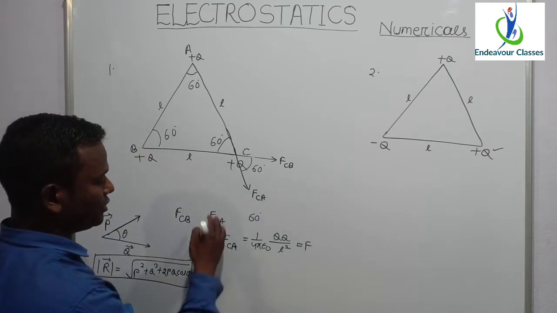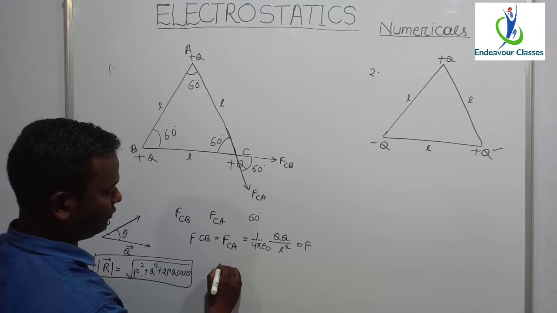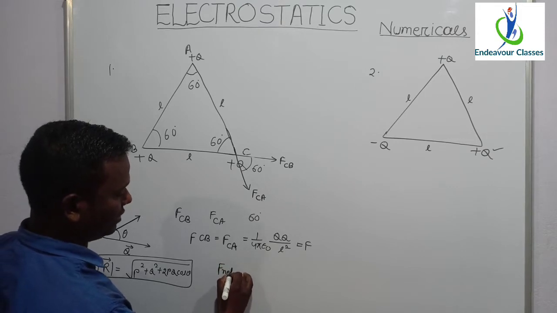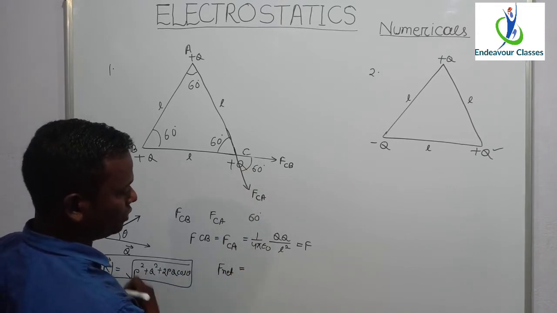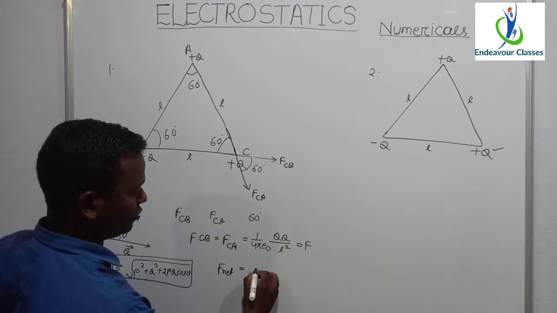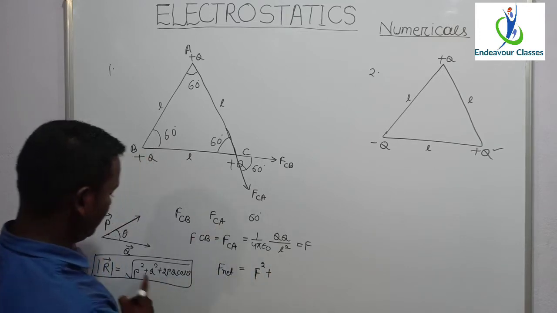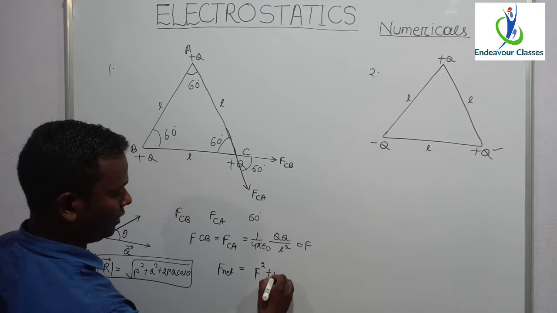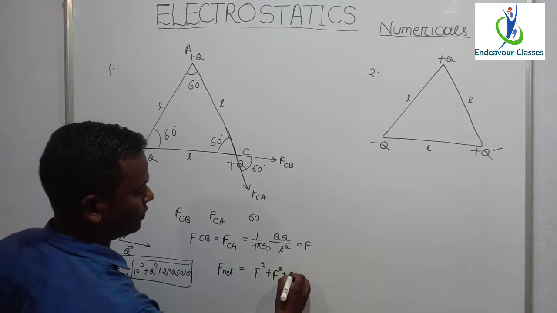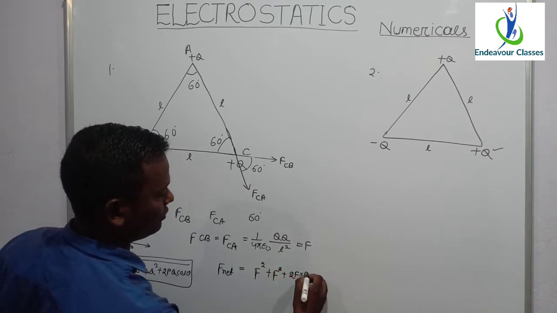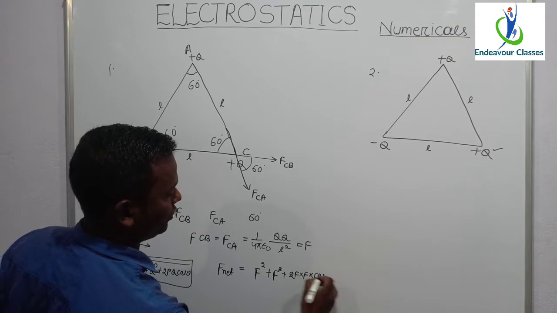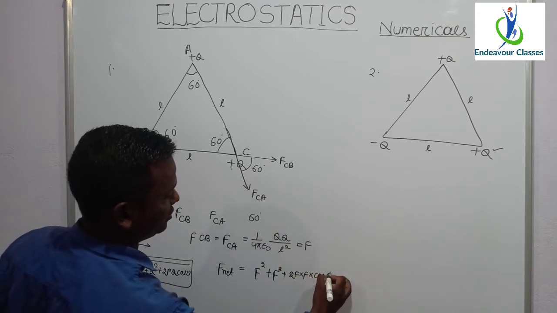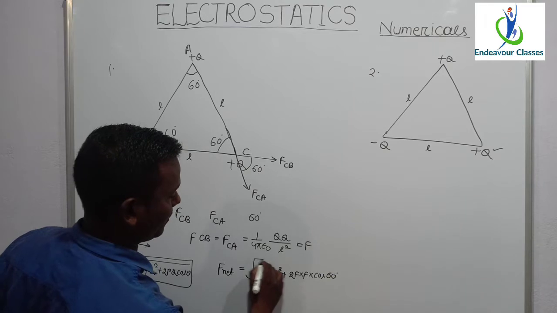Now the resultant of these two can be calculated. The net force F on the charged particle plus Q will be equal to the resultant of these two, so it will be the square root of F square plus, in place of P and Q we will put F, 2F into F into cos, the angle between these two forces is 60 degrees, so it is cos 60 degrees.